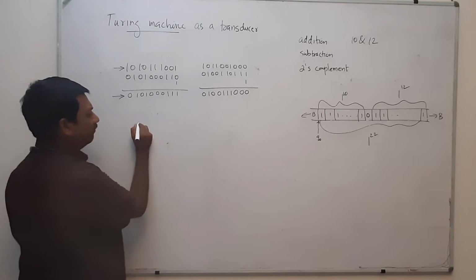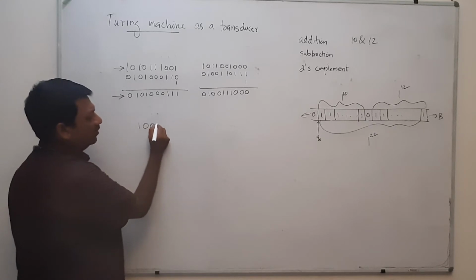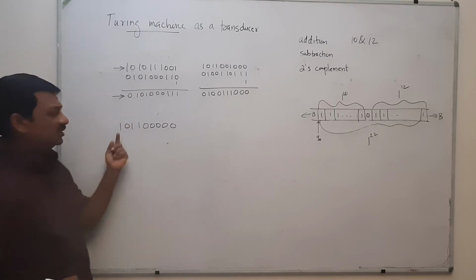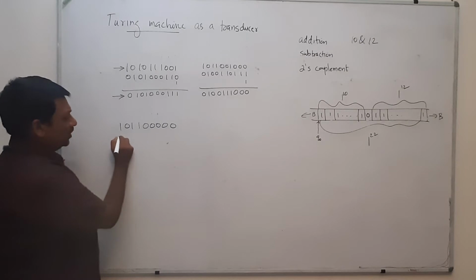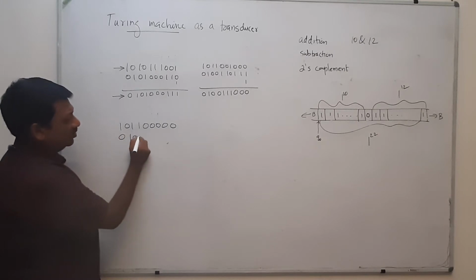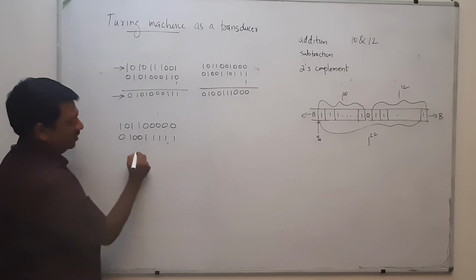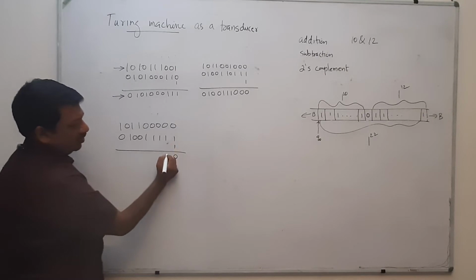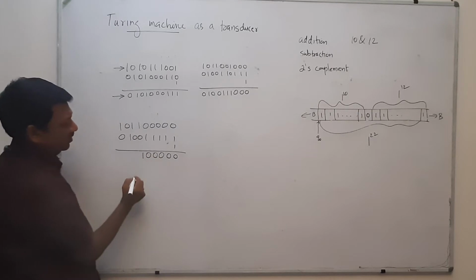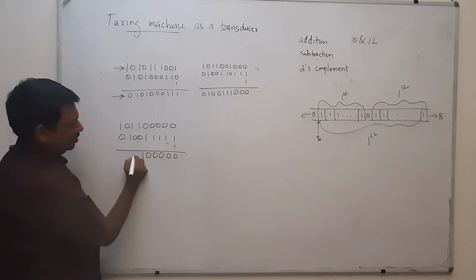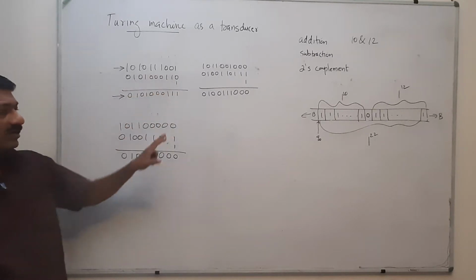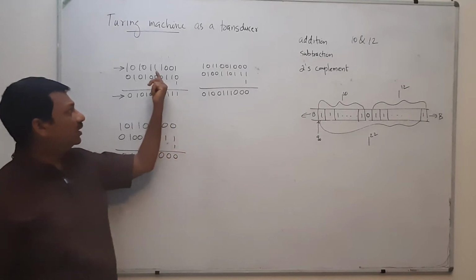Another example: 1 0 0 0 0 0 1 1 0. Suppose that this is an example, and the 1's complement of this is 0 1 0 0 1 1 1 1 1. And when you are adding 1 to this, 1 plus 1 gives 0 0 0 0 0 1. Okay. Then 0 1 0. So 3 examples I have shown you here.